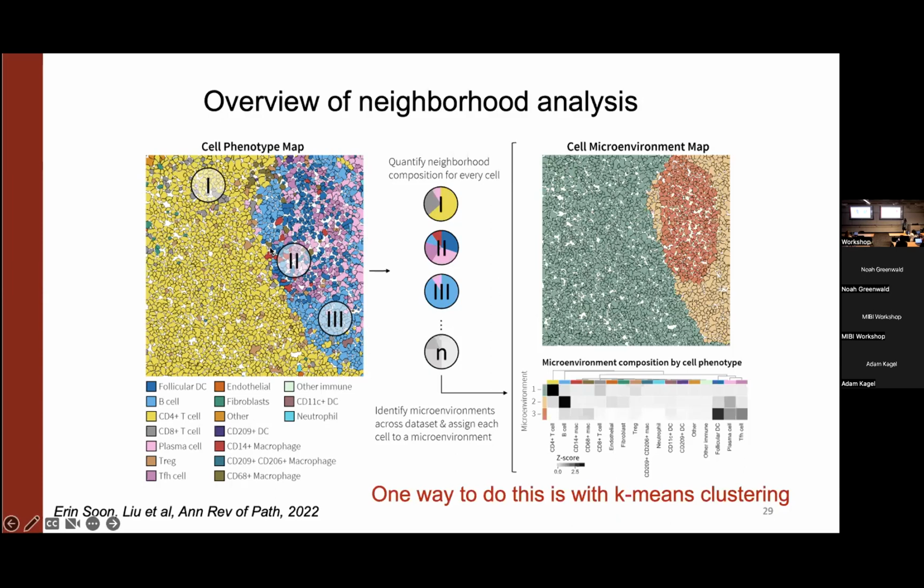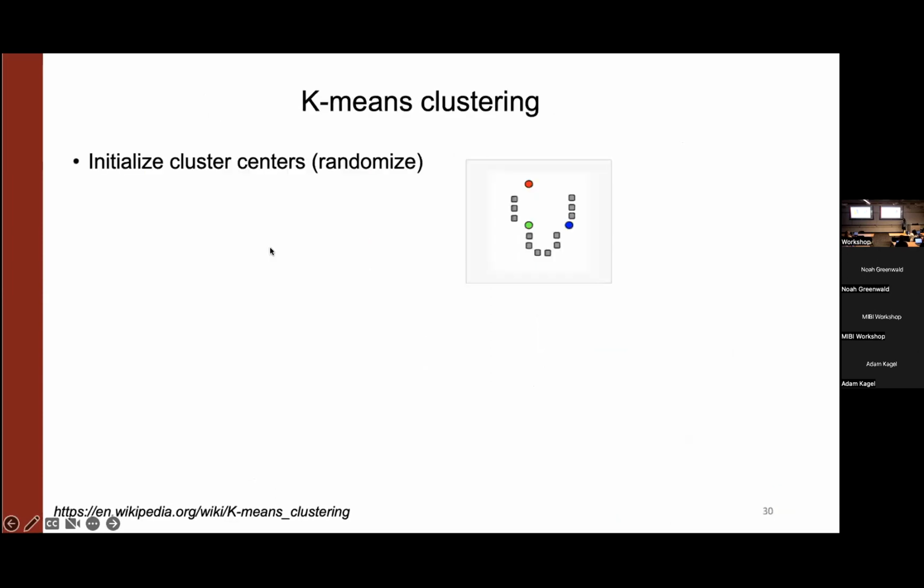So one way to do this step of actually identifying the microenvironments is to use K-means clustering. K-means clustering is a very simple algorithm, which is one of the big advantages of using this method. It's very interpretable. What you do is you first initialize your cluster centers, and this is done randomly. You can imagine that all of these gray points are all of the cells in your data set, and you just embed them into your n-dimensional space. In this case, it's just 2 dimensions for easy visualization. And then you initialize your cluster centers randomly. Those are indicated by these colors here.